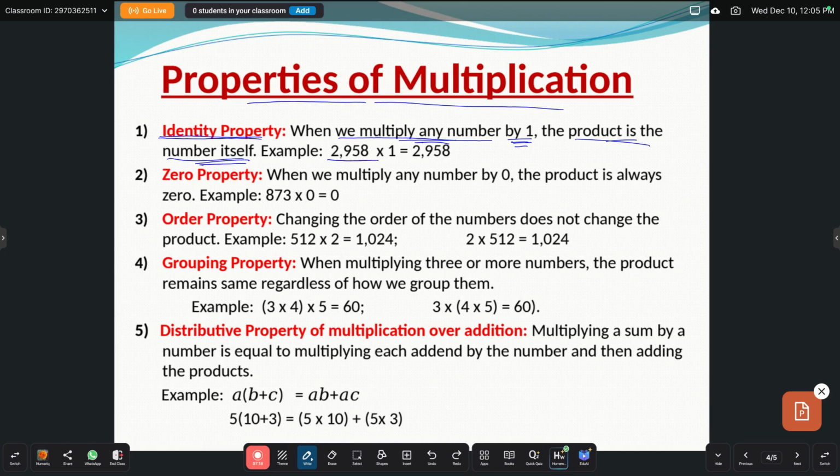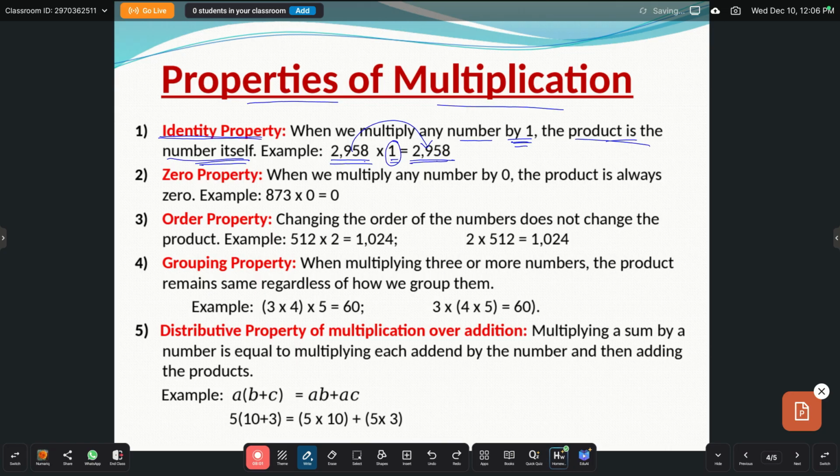Here, suppose we have a number 2958 and I am multiplying it by 1. As per this property, whenever we multiply any number by 1, the answer will be the number itself. So here the number is 2958. After multiplying it by 1, the answer will be the number itself, and that is 2958.